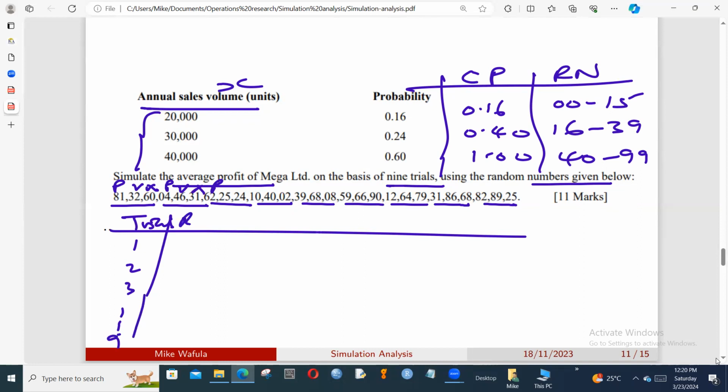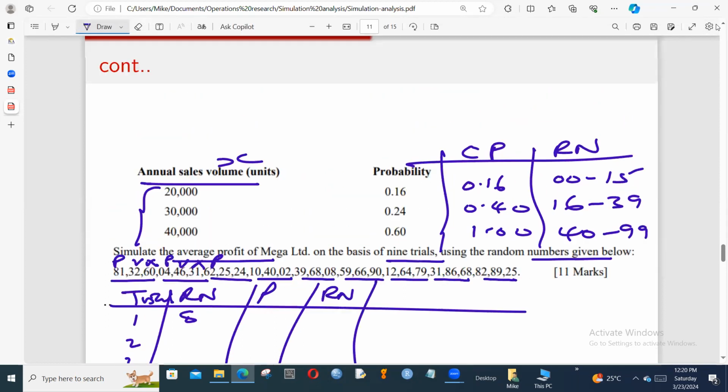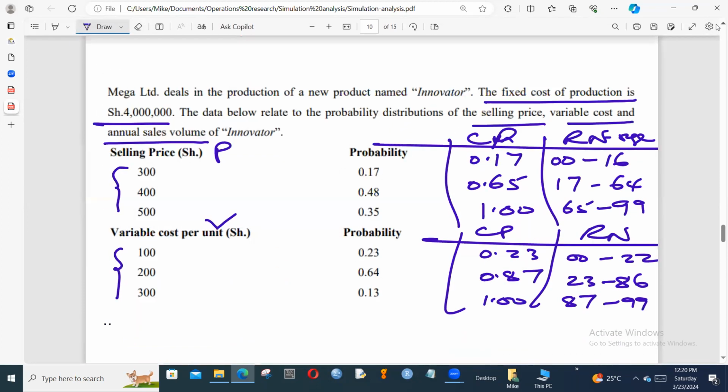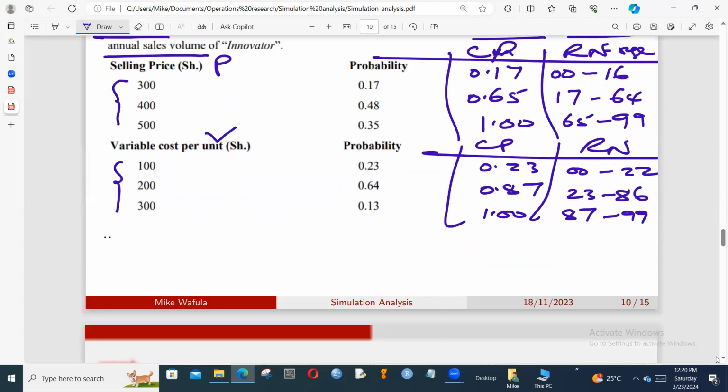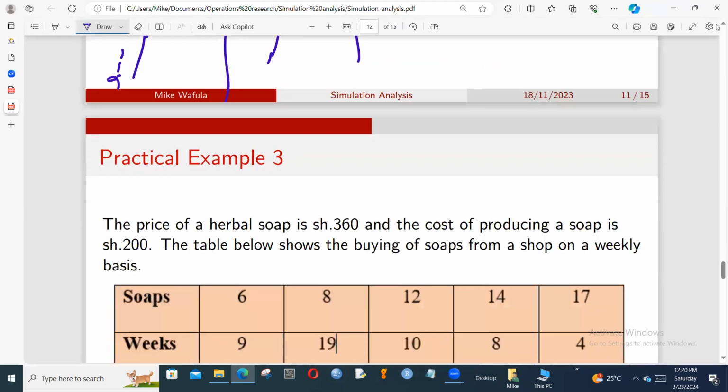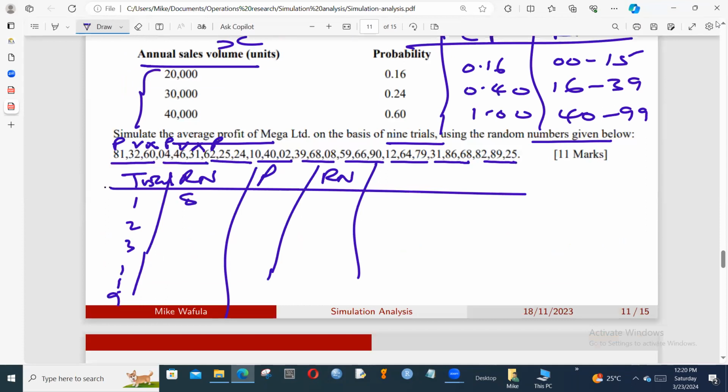Then we begin the random number of the first variable, which we said was price. So we have 81. Oh, I think we have not done this. We can begin doing this. So price, and then we have the random number for which variable next? It was variable cost. Yes, this was variable cost.